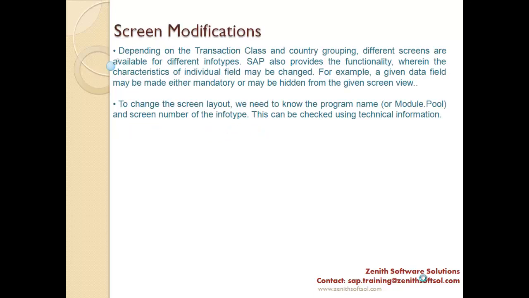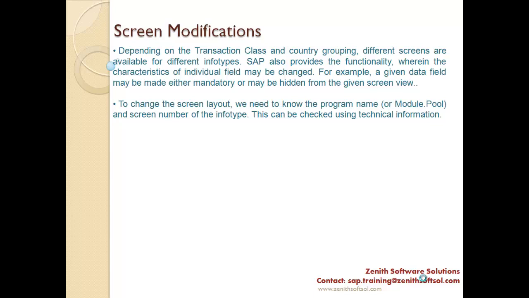So screen modifications, what does it mean? Depending on the transaction class and the country grouping, different screens are available for different info types. For example, info type address for USA is different, for India is different. Similarly, info type 2 for USA is different, Canada is different, because certain fields like SSN is for USA, for Canada there is no SSN. So depending on the country grouping, there are certain different screens available for different info types.